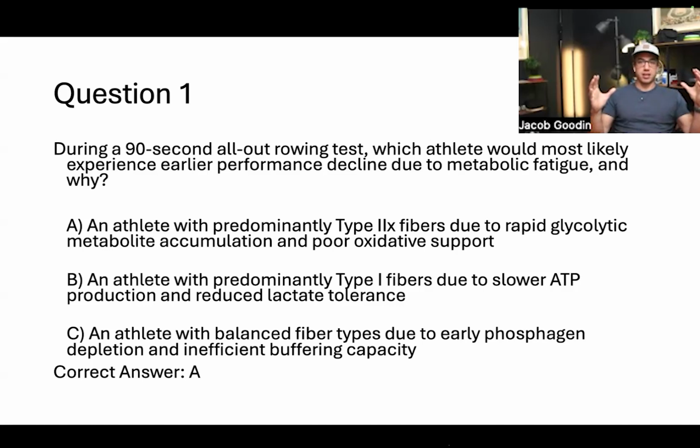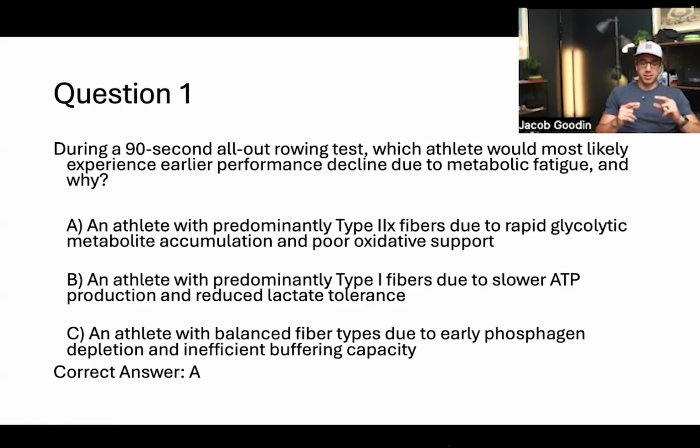One, it's a 90-second all-out test. So immediately we should be thinking, okay, that's a glycolytic system, and that's actually one of the more extreme ends of the glycolytic system. Number two, it's asking which would experience an earlier performance decline, meaning earlier in their 90-second test, when are they going to be rapidly declining, sloping downward due to metabolic fatigue, and why?